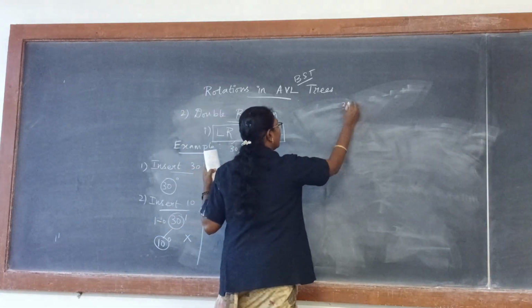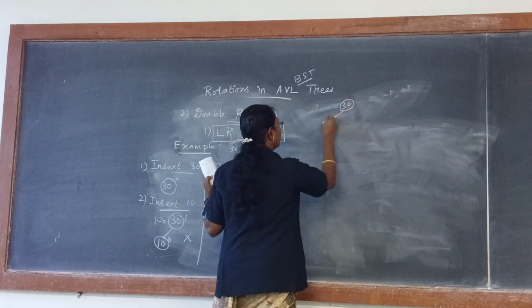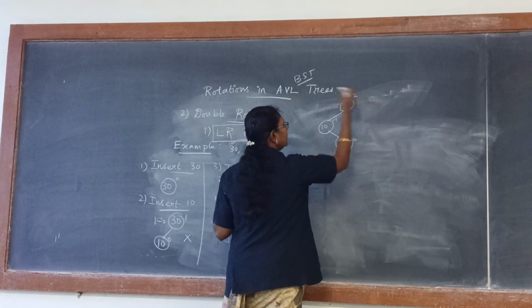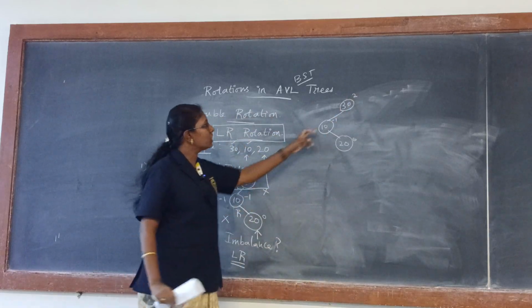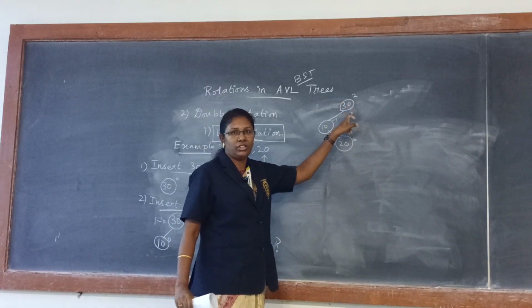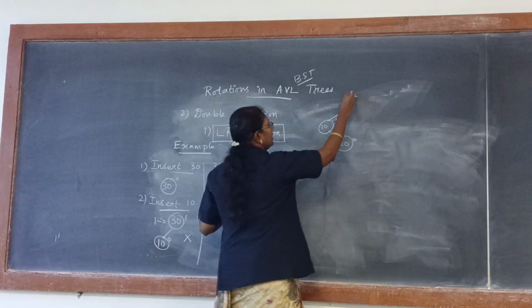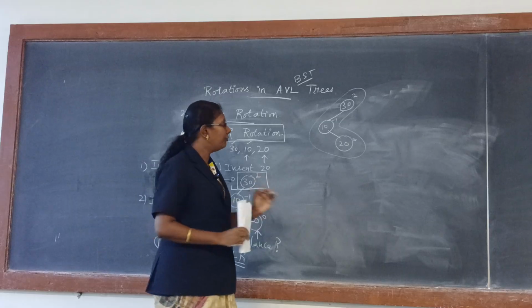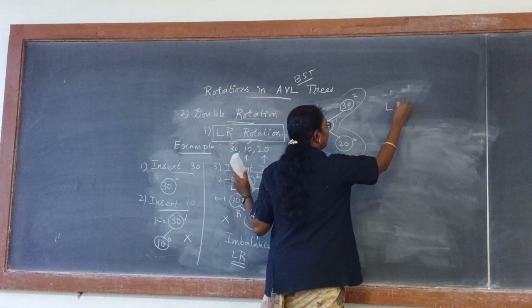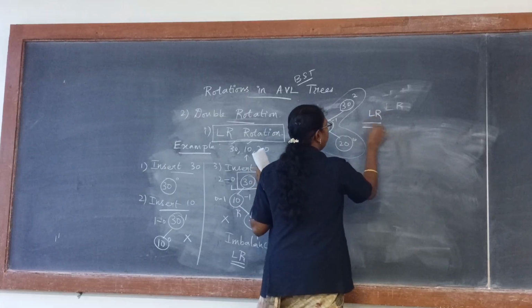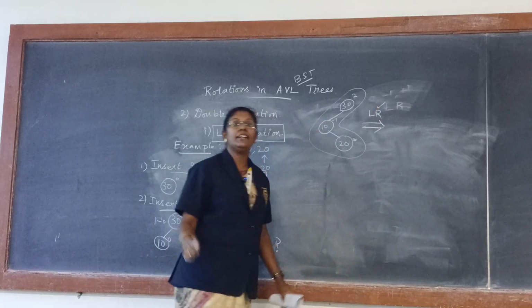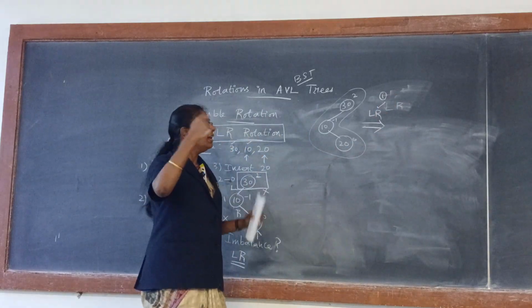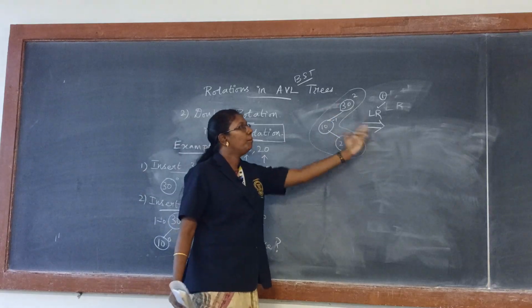So now take this 30, 10 and 20 here. This is 0, this is minus 1 and this is 2. The point at which the imbalance occurred is accountable here. So keeping these three nodes under consideration, I am going to perform the left and right rotations. For this I need to perform the left rotation first, then only can we do the right rotation for this tree.